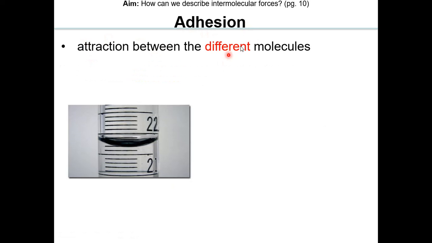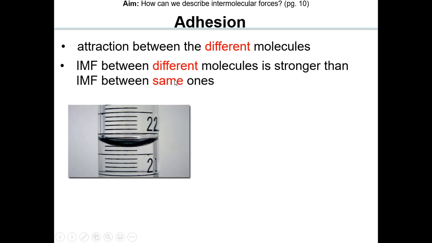Adhesion is attraction between different molecules. The intermolecular forces between different molecules are stronger than the intermolecular forces between the same ones. In this example, the water molecules have a stronger attraction for the molecules in the glass than for other water molecules.